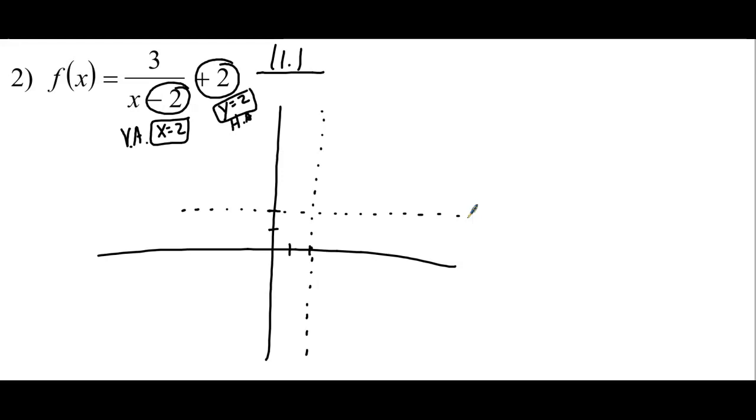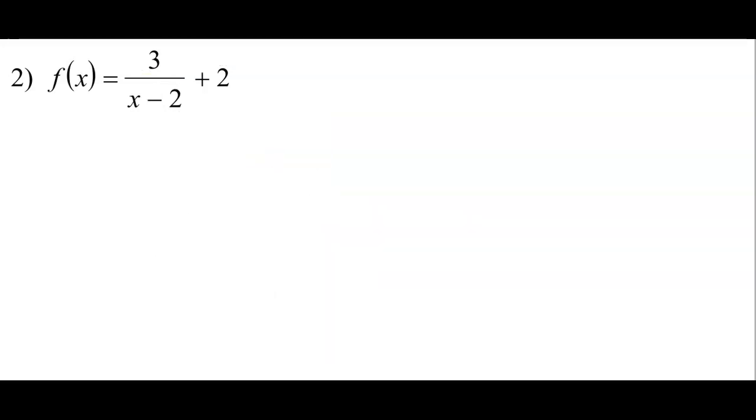Next, we're going to realize that since this is a positive, my curves go in the bottom left corner and in the top right corner. Now, if there was a negative up here, then it would be reversed. We would have the curve in the top left corner and in the bottom right corner, but in this case, since it's positive, it looks like that. So that's number 2. Let's go ahead and take a look at number 4.